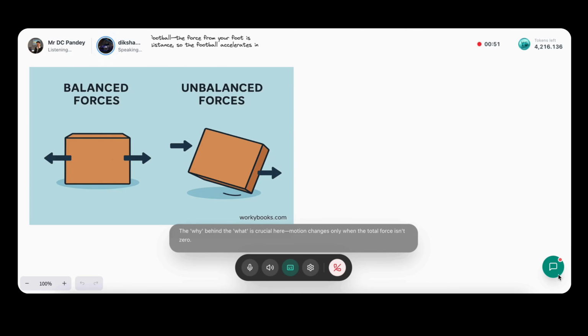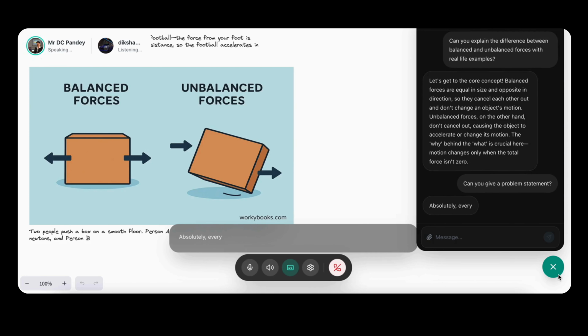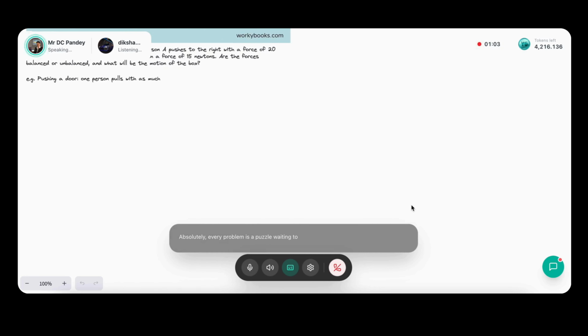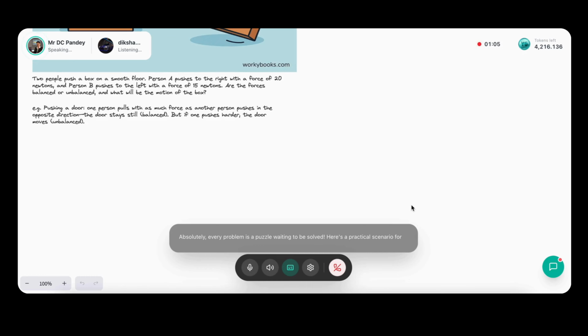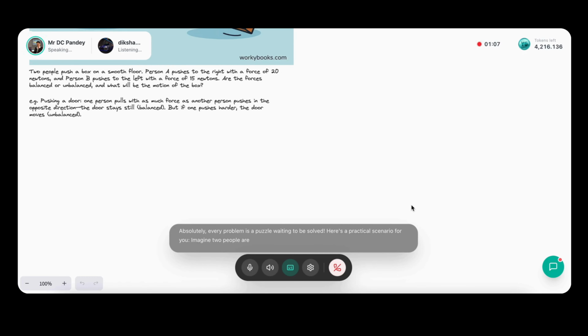Can you give a problem statement? Absolutely, every problem is a puzzle waiting to be solved. Here's a practical scenario for you. Imagine two people are pushing a box from opposite sides, one with a force of 20 newtons to the right and the other with a force of 15 newtons to the left. Let's find out if the forces on the box are balanced or unbalanced and predict what will happen to the box.